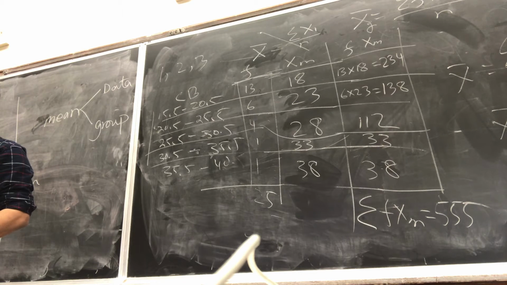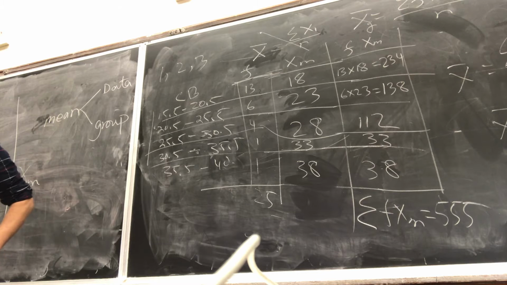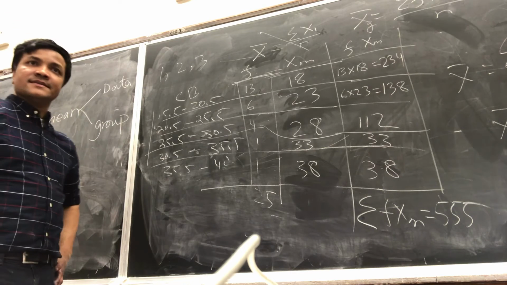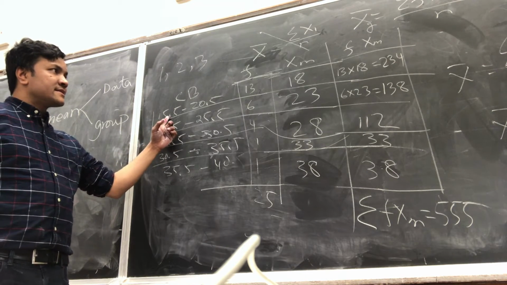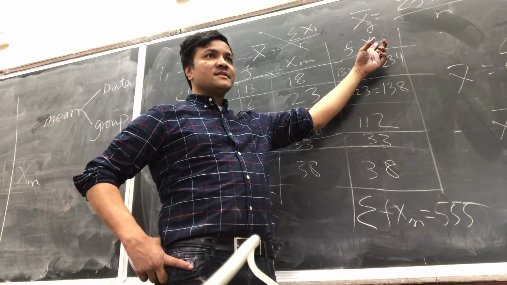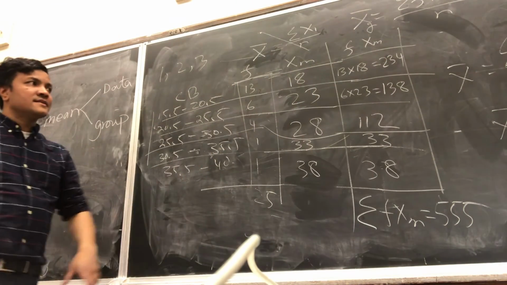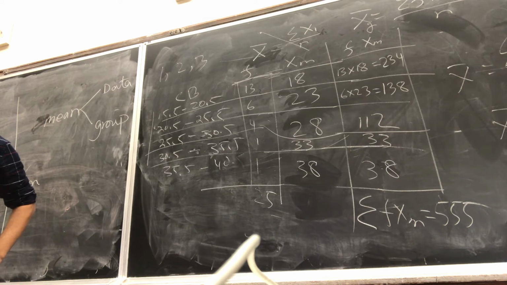When I make a quiz, before I make the quiz, I watch the video and I write the same thing. Okay, I'm confused. So find xm, which is the midpoint. Okay, so fxm, the frequency times midpoint. So you have to do the frequency times the midpoint. Okay, I get it.